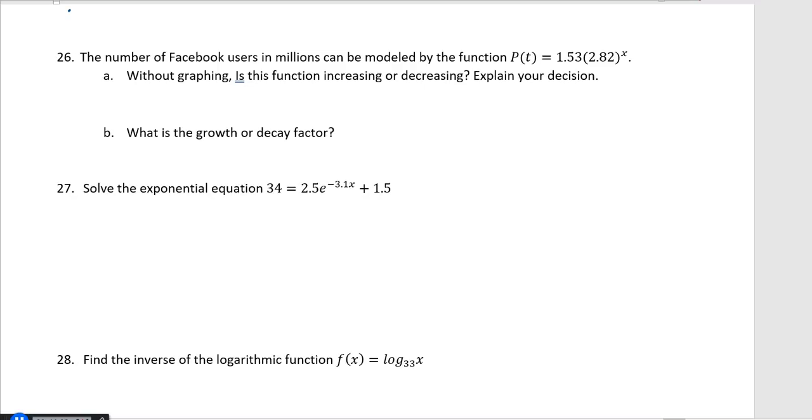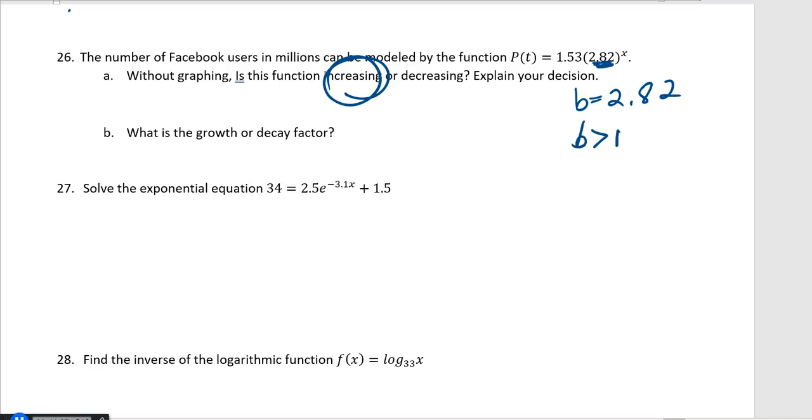Number 26, the number of Facebook users, in millions, can be modeled by the function P of t is equal to 1.53 times the base 2.82 raised to the x. Without graphing, is this function increasing or decreasing? Well, we know that this is simply an exponential function. I'm going to look right here at my b. My b here is 2.82. And we talked about that if b is greater than 1, it's going to be increasing. So b is greater than 1, it's going to be increasing.